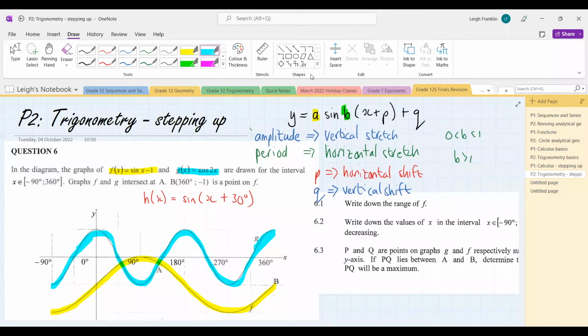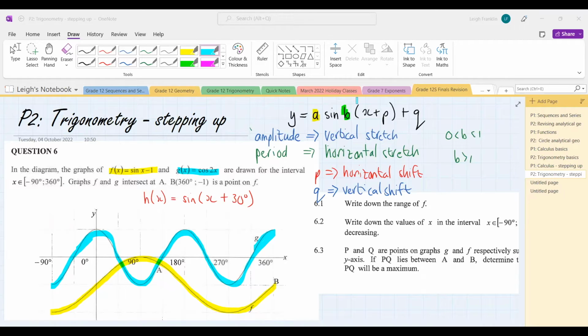So f of x is the original sine graph, but it has been shifted 1 unit down because it's the graph sine x minus 1. Does that make sense to everybody? So it's been shifted 1 unit down. Okay, everything else is still the same. Same amplitude, same period. It hasn't been shifted left or right. It's just been moved 1 unit down because of the minus 1 at the end.